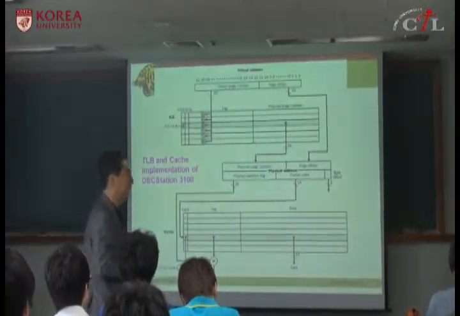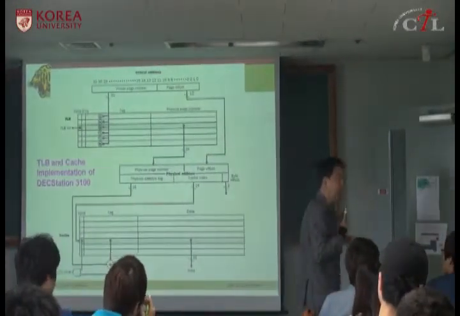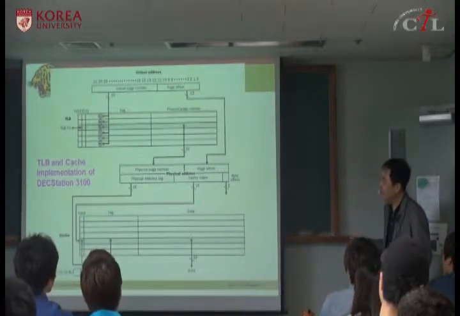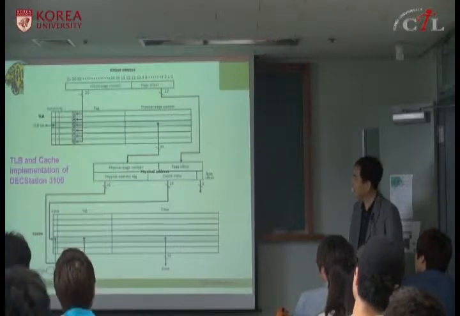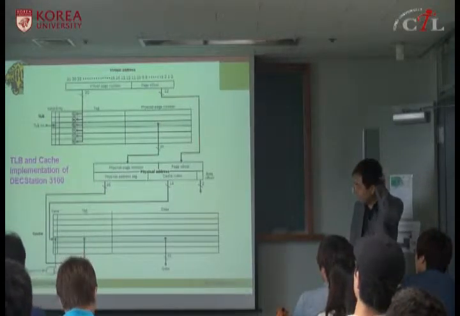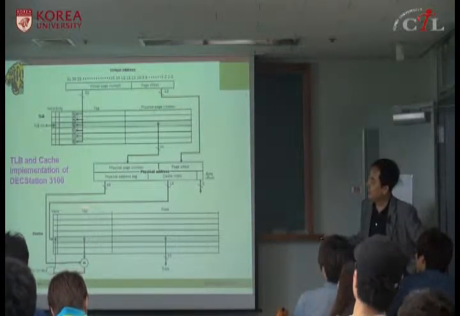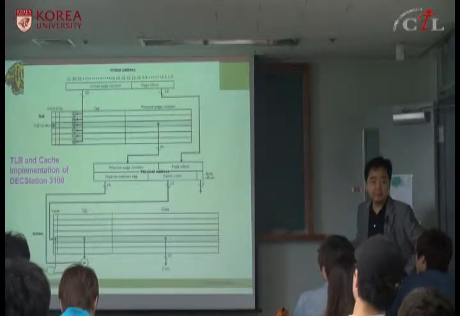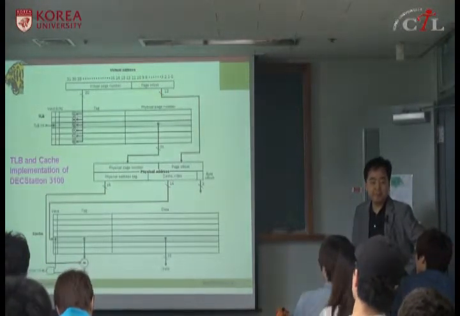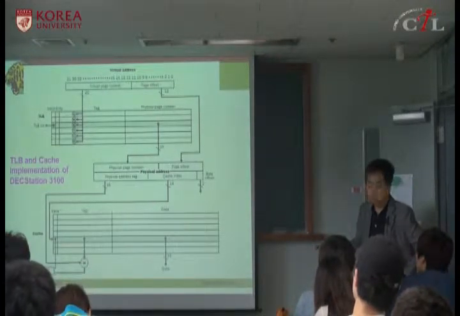What is the cache size? Can you figure it out? Let me ask you a simple question. How about the cache organization? Is this fully associative, direct mapped, or set associative? Direct mapped. That's right, because there is only one comparator. This is a direct mapped cache.